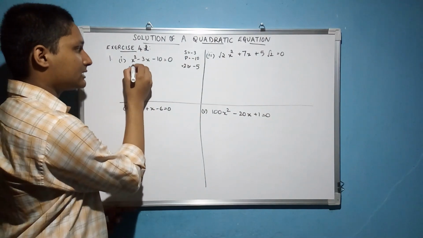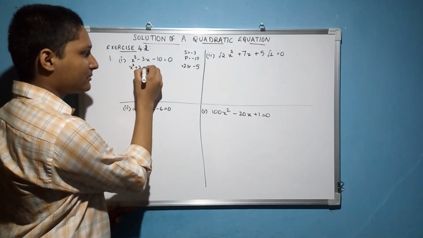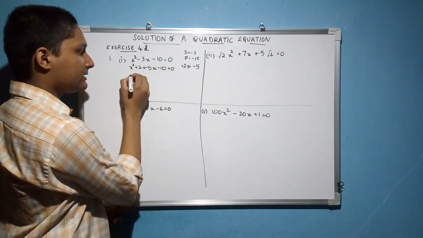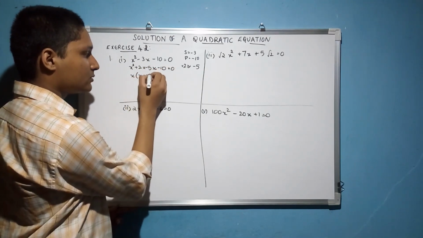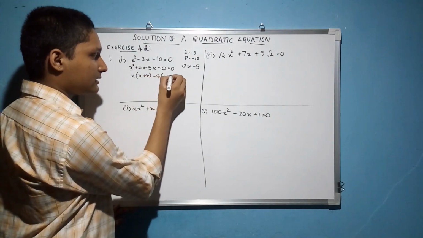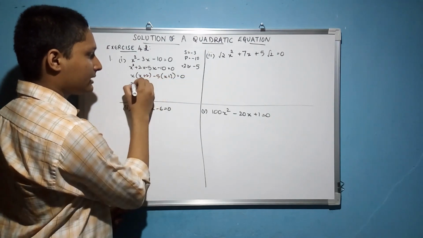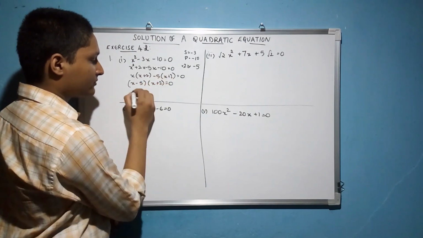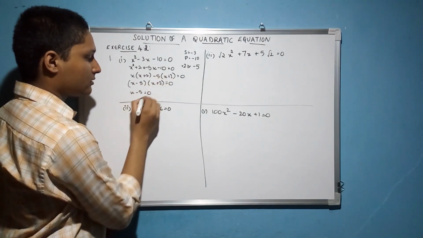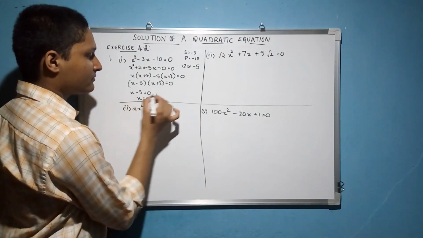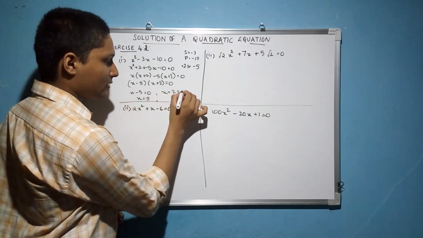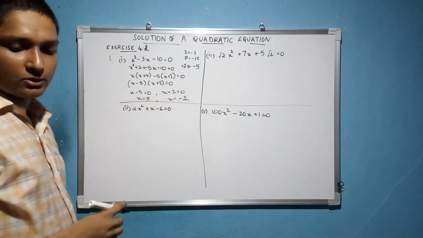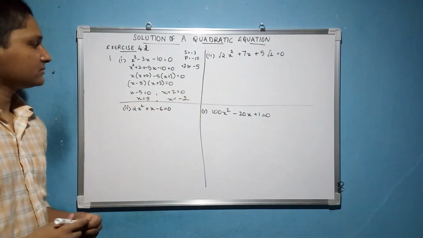So it's going to be x square plus 2x minus 5x minus 10 is equal to 0. Or I can write x into x plus 2 minus 5 into x plus 2 is equal to 0. x minus 5 into x plus 2 is equal to 0. x minus 5 is equal to 0, x is equal to 5. Then x plus 2 is equal to 0, therefore x is equal to minus 2. So 5 and minus 2 are the answers.